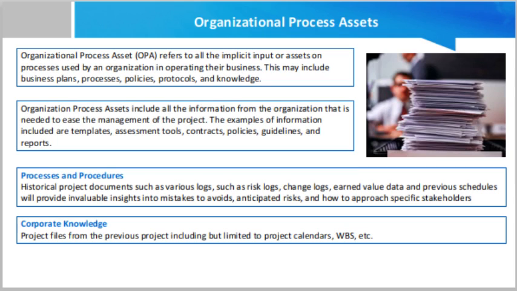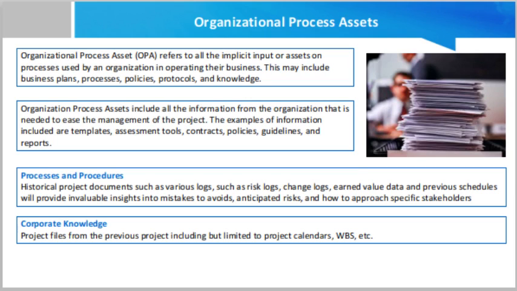OPA are broken into categories of process, procedures, and corporate knowledge, and some examples of OPA are previous project plans, software tools, database of project information, lessons learned, knowledge base, organizational policies and procedures, historical information, and project templates. Then, one by one we shall discuss processes and procedures.